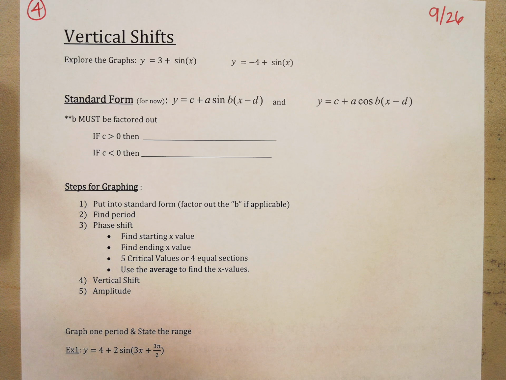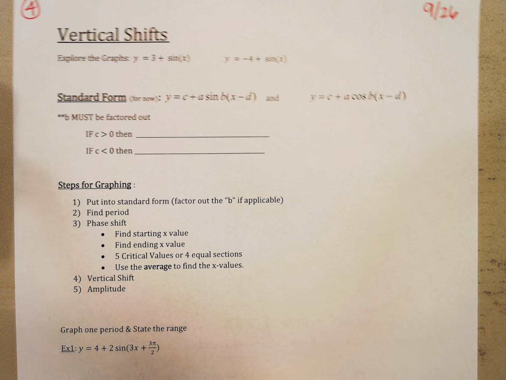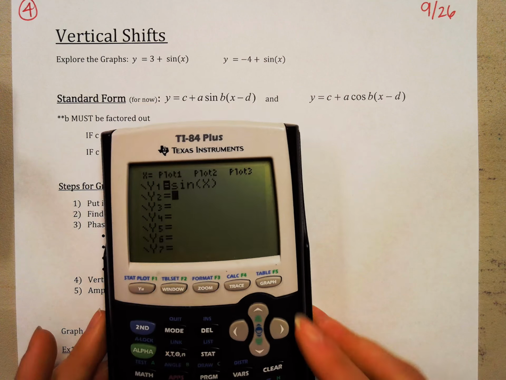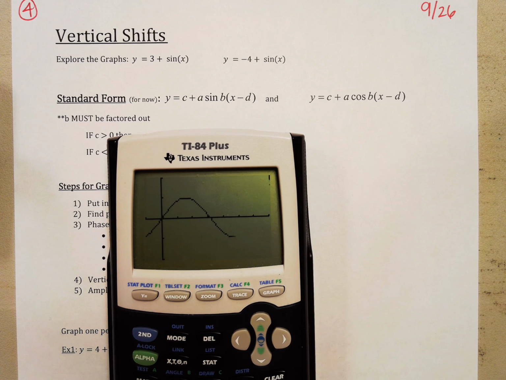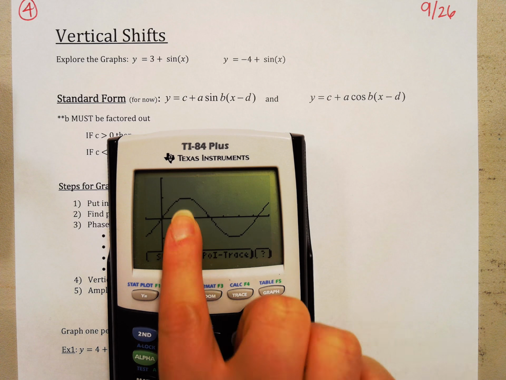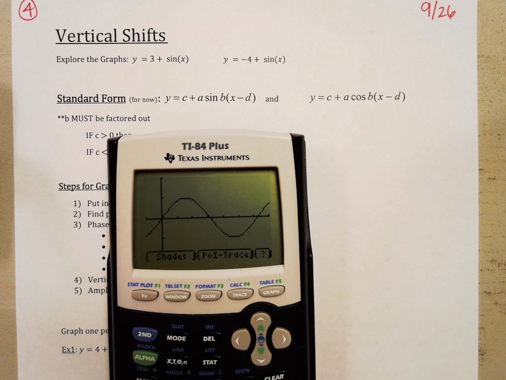So we are going to look at the graphs of 3 plus sine x and negative 4 plus sine x first. So kind of the same way we've been starting out, I'm going to start by graphing sine x. So we've been looking at this graph a lot. We know we have 5 critical values for our normal period. 0, pi over 2 gives that maximum here of 1. Pi gives a 0. 3 pi over 2 gives that minimum of negative 1. And then back to 2 pi will complete that cycle.